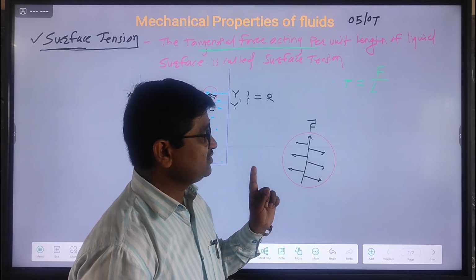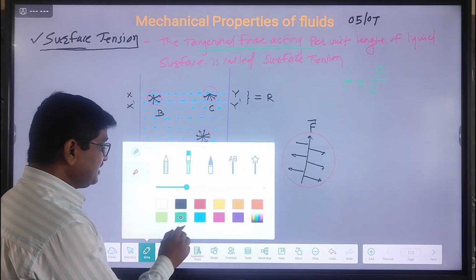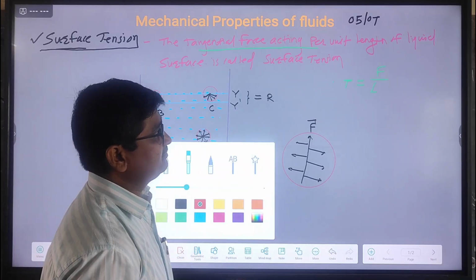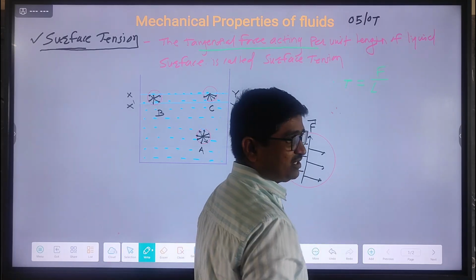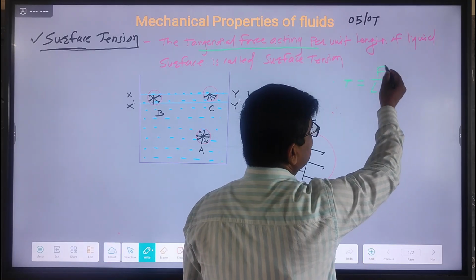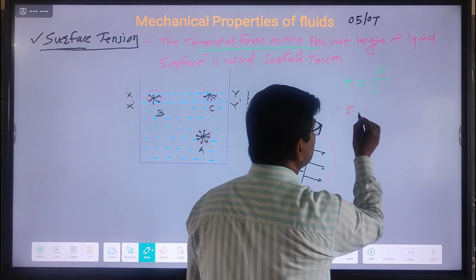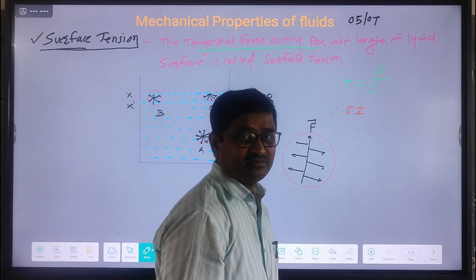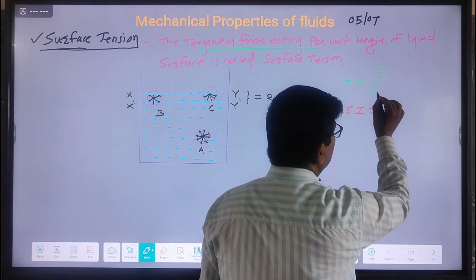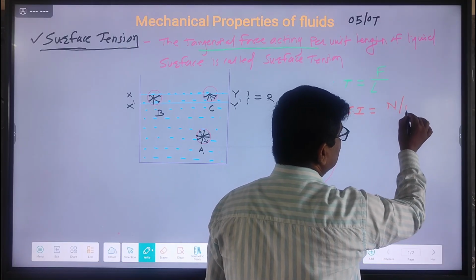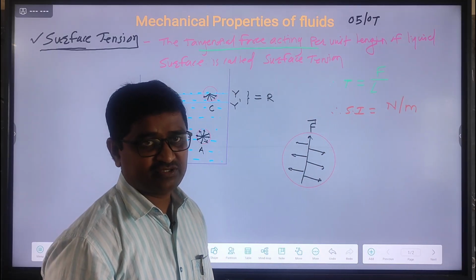So we can write the surface tension T is equal to force per unit length. It means that T is equal to F upon L. Therefore T is the surface tension, and this is equal to the tangential force acting per unit length. So what is the SI unit of surface tension? Force is measured in Newton, and length is measured in meter. So Newton per meter is the SI unit of surface tension.